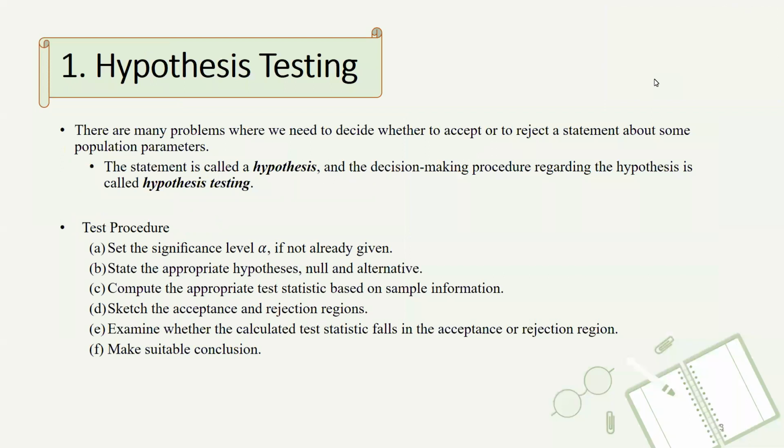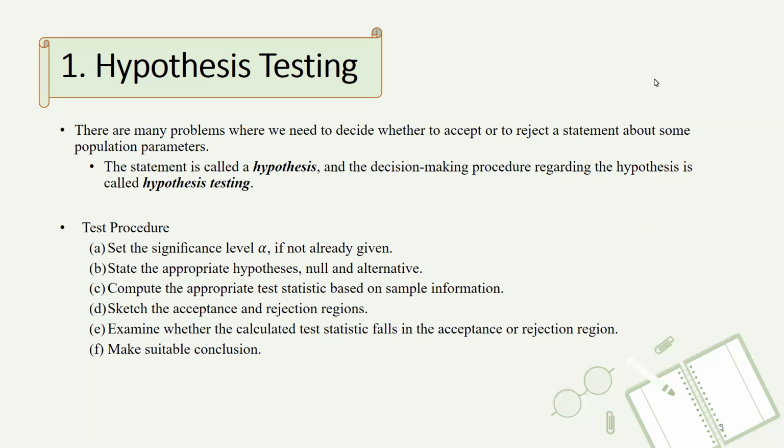First of all, let's go through the definition of hypothesis testing. There are many problems where we need to decide whether to accept or to reject a statement about some population parameters. This statement is called a hypothesis, and the decision-making procedure regarding the hypothesis is called hypothesis testing. To perform a test, we have to follow the below procedures.